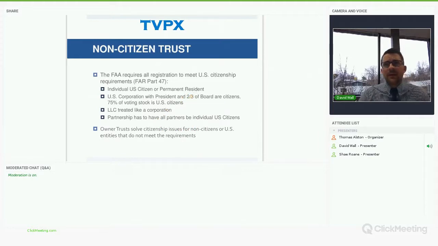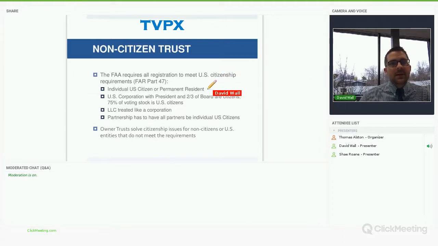The FAA, of course, in the FAA regulations requires that all entities registering aircraft have to meet U.S. citizenship requirements. It surprises a lot of people to find out that if I'm a foreign citizen and create a Delaware LLC, that doesn't count as a U.S. citizen for FAA purposes. Likewise, there are some rules that actually may kick out corporations that we would normally think would be U.S. citizens, but because of some of the requirements of the FAA, that may kick them out.